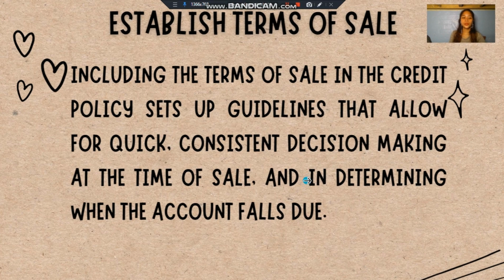Next is establish terms of sale. Including the terms of sale in the credit policy sets up guidelines that allow for quick, consistent decision making at the time of sale and in determining when the account falls due. Having a formal policy addressing terms of sale issues is crucial, even when terms may differ among a company's product lines. Any deviation from the agreed terms must be justified by competitive practices and result in satisfactory profit.